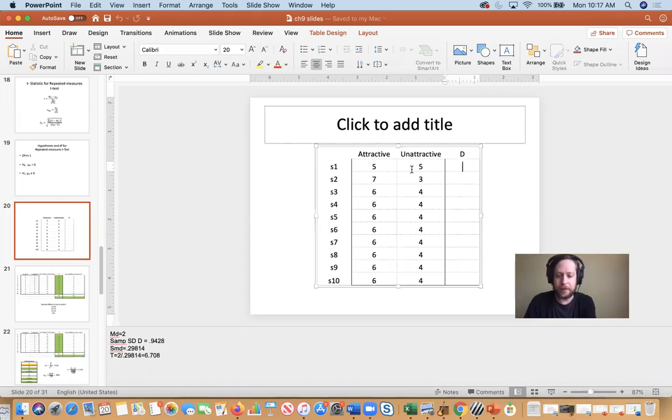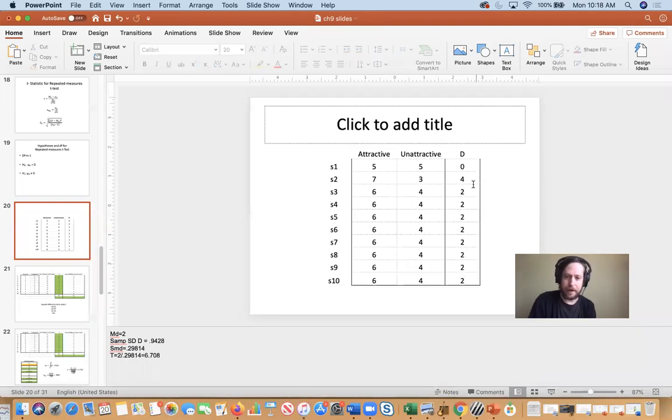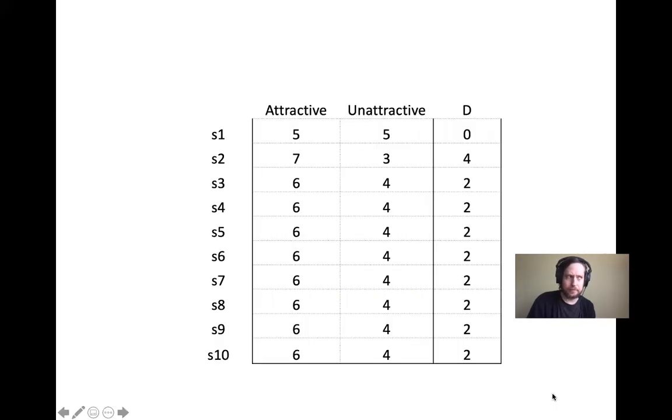5 minus 5 equals 0. 7 minus 3 equals 4. 6 minus 4 equals 2. And then you notice these are all 6 minus 4 down there: 2, 2, 2, 2, 2, 2, and 2. So those are our difference scores. We've now calculated the 10 difference scores: 0, 4, and then the rest are all 2s, by taking attractive minus unattractive and doing that for all 10 participants. Questions or comments about how I got those difference scores?